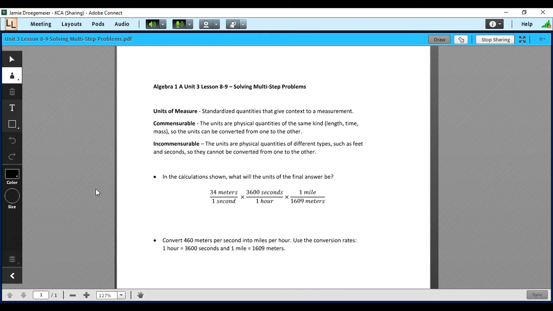The other two terms that we have are commensurable and incommensurable. Commensurable means that the units that we're talking about are physical quantities of the same kind. So if units are commensurable, that means that they are all the same type and they can be converted. So if I'm looking at length, I would say that meters and miles are commensurable measurements. They're both measuring length, and I could convert between those two if I needed to. Same with time. If I have seconds and I have hours, those are commensurable units.